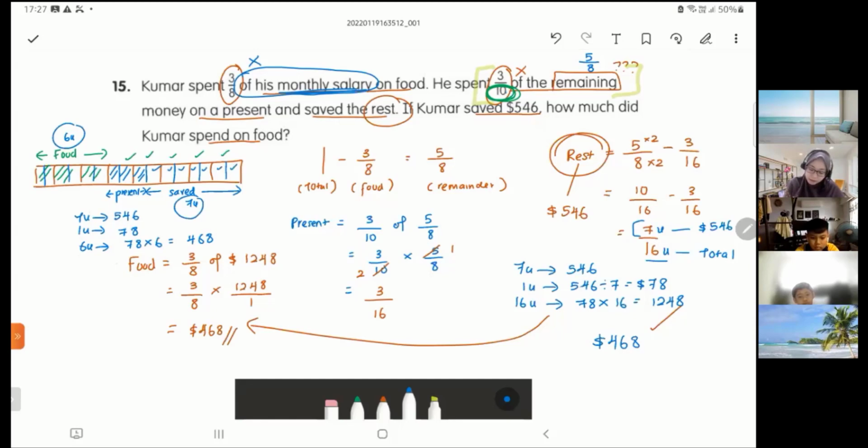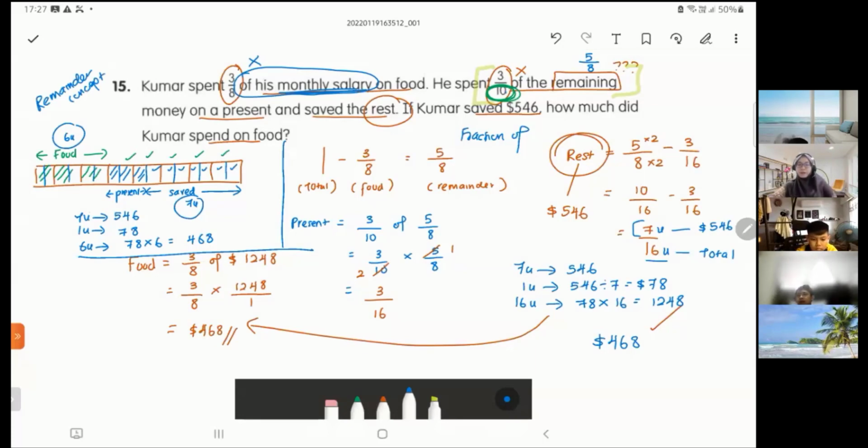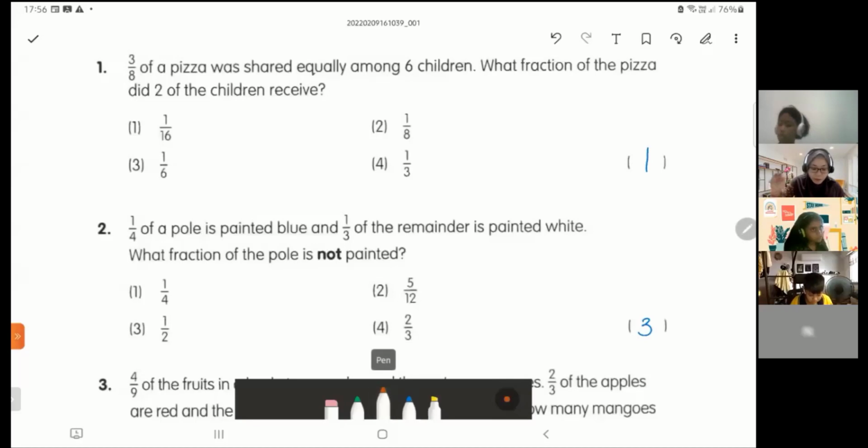This is the other method. Either you want to use the fraction of, this is fraction of, or you may use your remainder concept. Okay, remainder concept model. No issue, whichever you're comfortable with. Okay, can? 3/8. Now, question number 1.